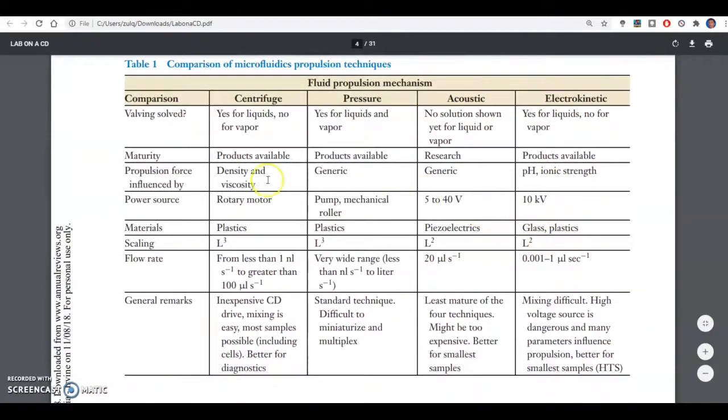I found this Table 1 to be very important, very interesting, because it compares all the important microfluidics technology, and sees which one is much more advantageous than the others. Centrifuge is the kind that is for lab on CD. Pressure is something else, acoustic is something else. Electrokinetic, interestingly, is what I did for my PhD. It's also listed here. So all these four are the promising technologies for us to develop a lab on a chip.